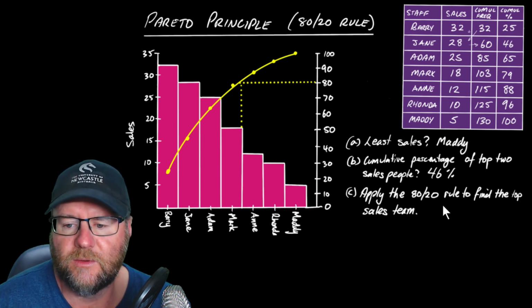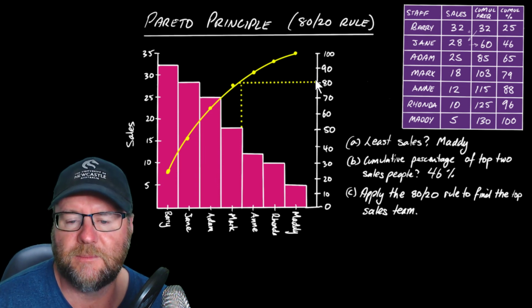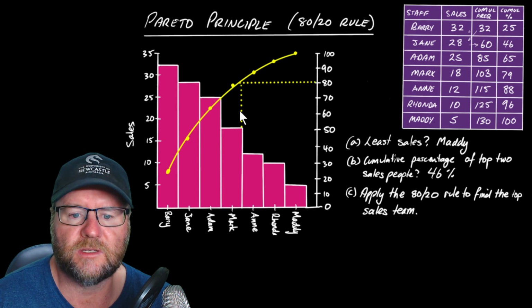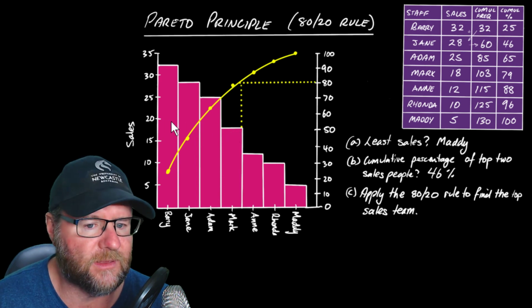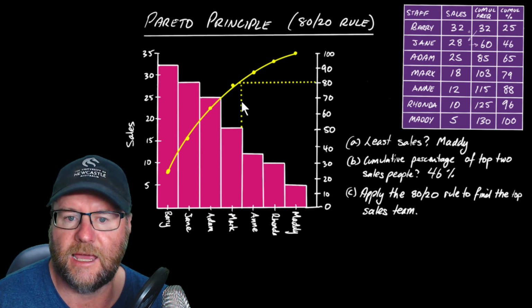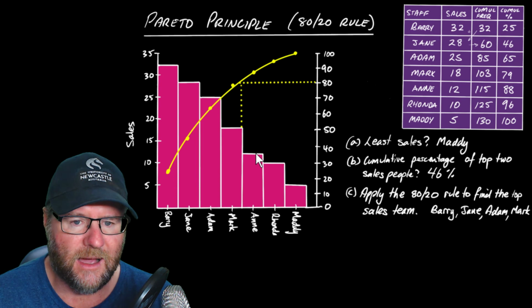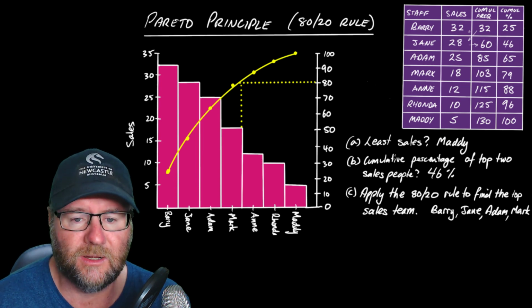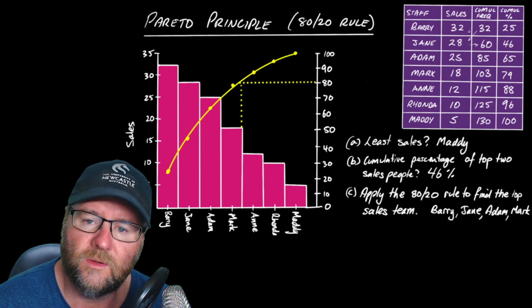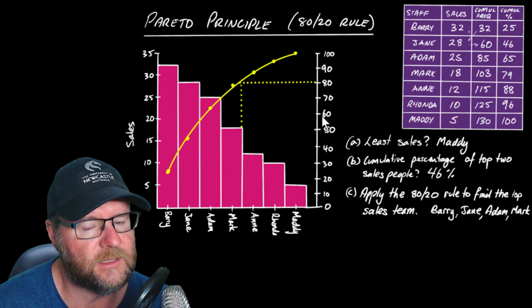Apply the 80-20 rule to find the top sales team. Well, that's kind of what we did before. I start at 80%, I come across, I drop a line, and everything on the left-hand side of this piece represents 80% of my scores. So I can see Barry, Jane, Adam, and Mark were my top sales team based on the 80-20 rule, or the Pareto principle. And that, what you see there, is our Pareto chart.